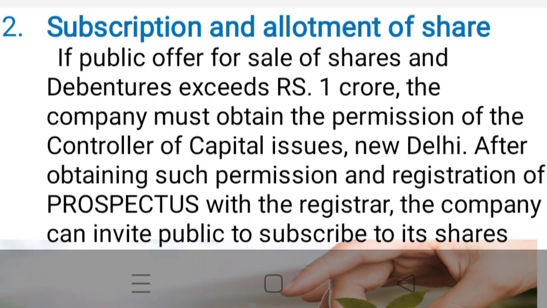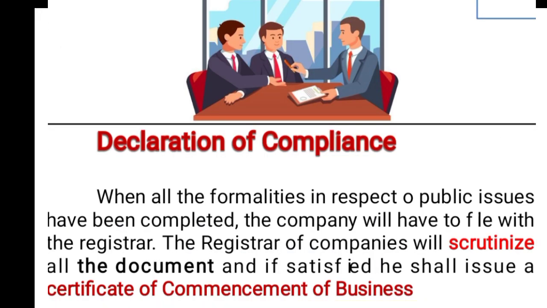Now, second point, subscription and allotment of shares. If a public company offers for sale shares and debentures exceeding rupees 1 crore, the company must obtain permission of the Controller of Capital Issues, New Delhi. After obtaining such permission and registration of the prospectus with the registrar, the company can invite the public to subscribe to its shares. And the last point is declaration of compliance.